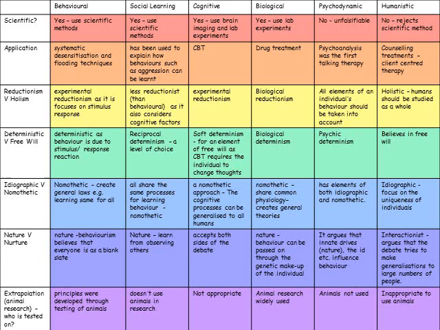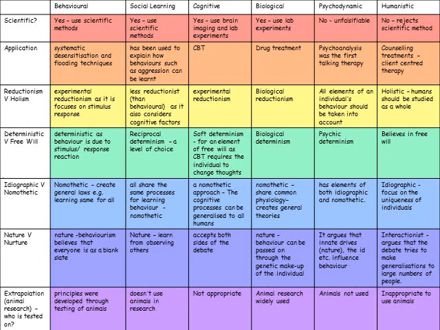In terms of reductionism, so think back to the issues and debates. So we've got experimental reductionism within the behavioural approach. Social learning is still reductionist, but less so than behavioural, because it considers some cognitive factors. Cognitive, experimental reductionism, biological reductionism for the biological approach, and psychodynamic is arguing that all elements should be taken into account, and humanistic is very holistic in its viewpoints, and humans should be studied as a whole, not in terms of reductionism.